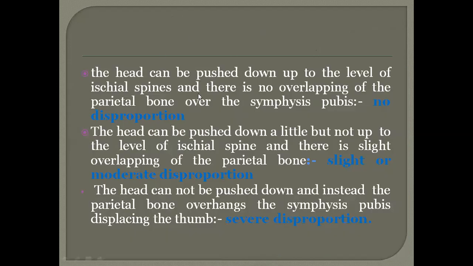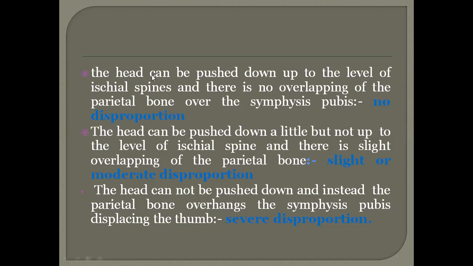Now, what are the results? If the head can be pushed down up to the level of the ischial spine, and there is no overlapping of the parietal bone over the symphysis pubis, we are able to push down the head. One hand is kept per vaginally, so we will be able to find the ischial spine, and through the left hand the fetal head is pushed down. If the fetal head is able to come to the level of the ischial spine, it means there is no overlapping, then there is no disproportion.